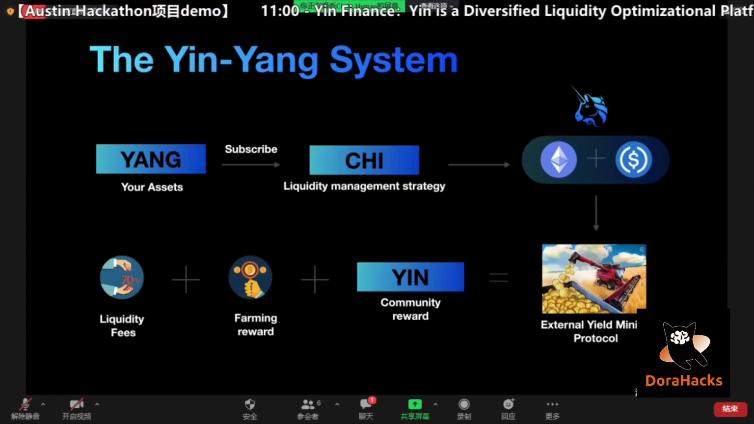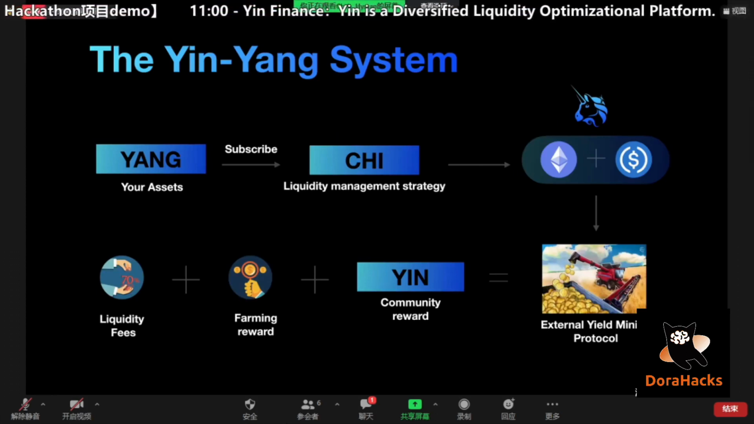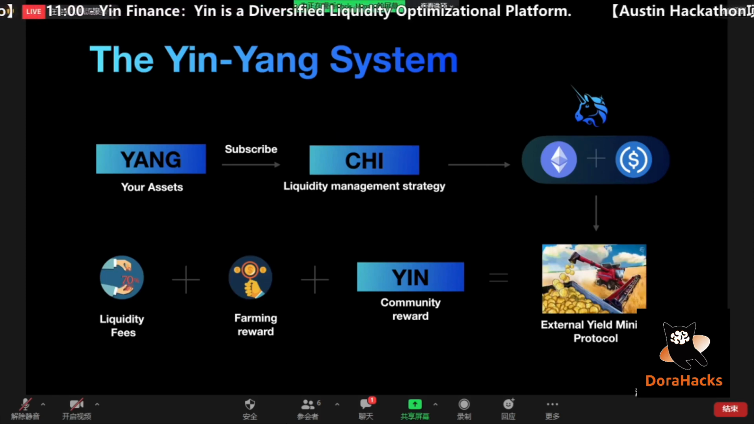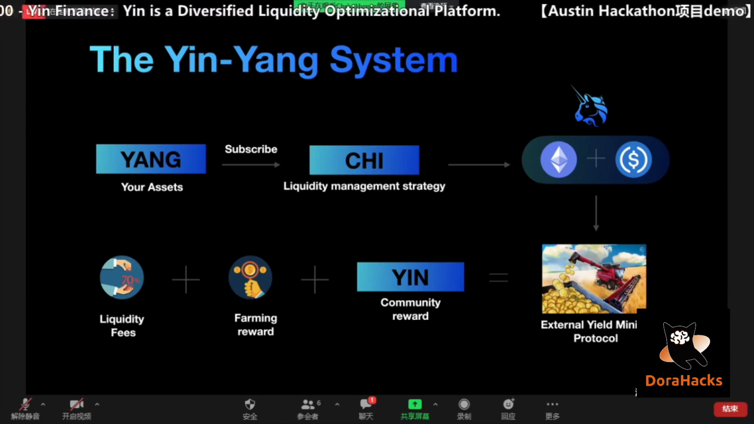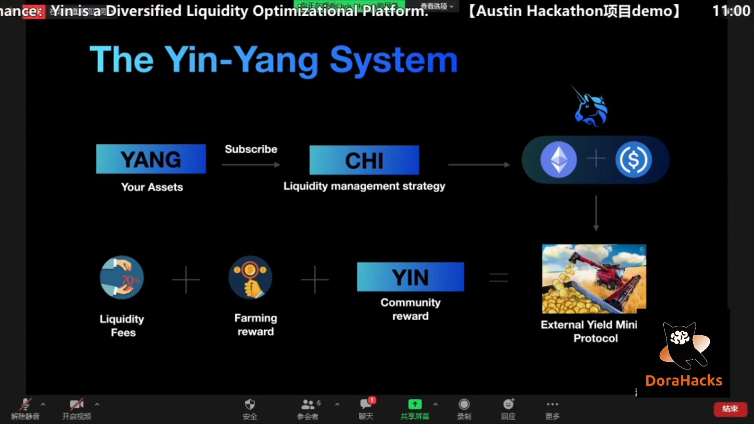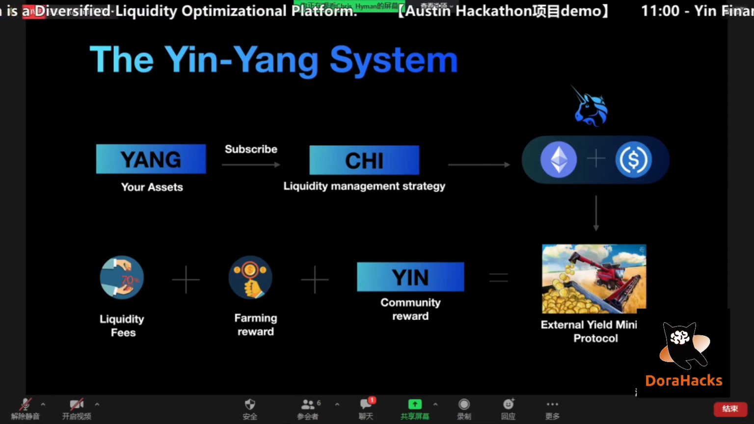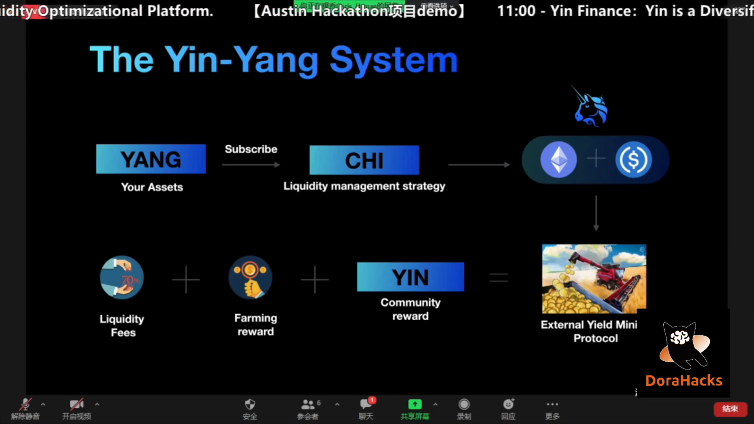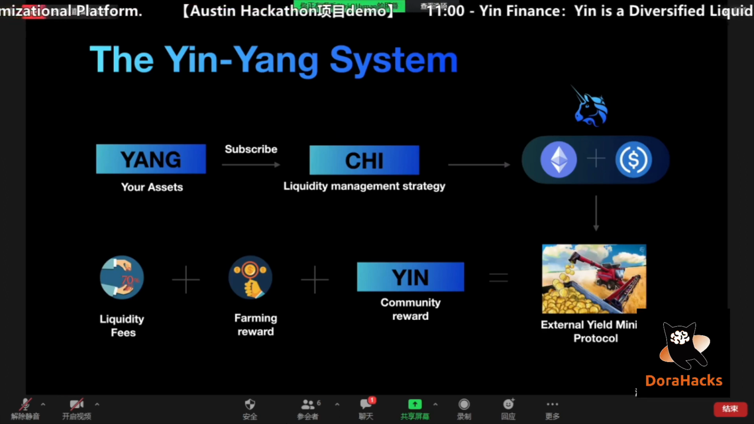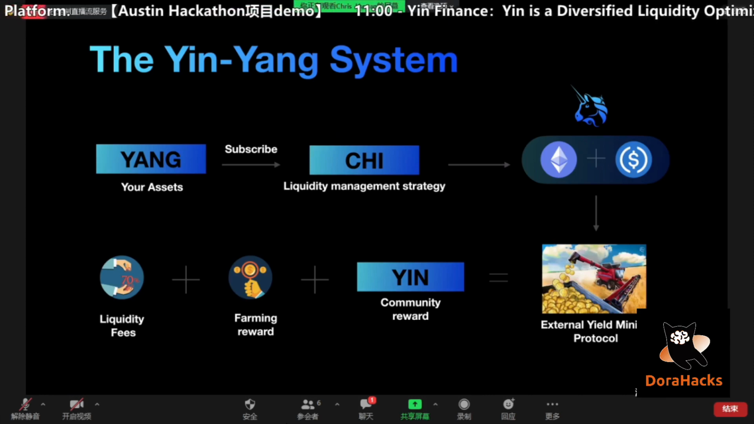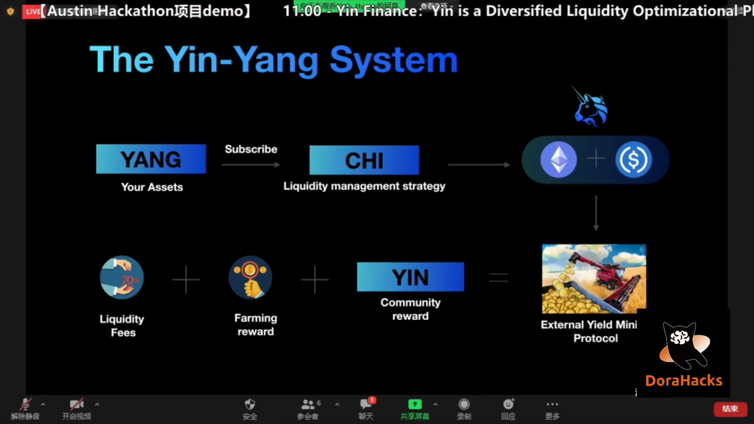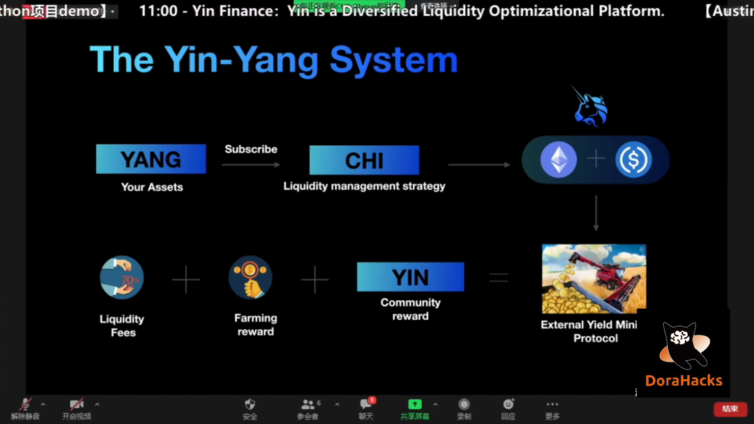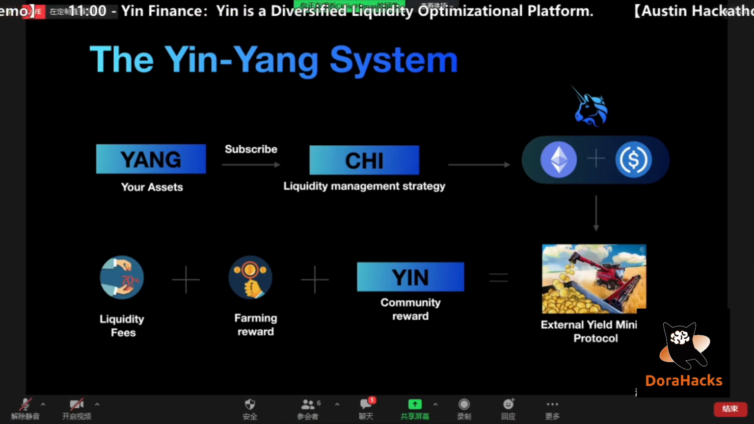So let's see this graph and learn about the Yin-Yang system. Yang is your assets, and you subscribe to Qi, which is a liquidity management strategy, and we will build liquidity in Uniswap or some other DEX. And we use the LP to mine from other external yield mining protocols. In the end, you will gain liquidity fees, the farming reward, and the community reward, which is in Yin. That is how the system works.